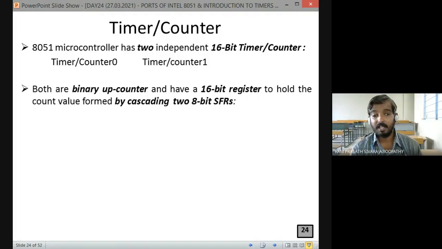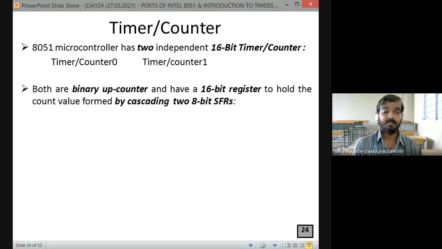Sir, can we configure timer bar counter 0 as timer and timer bar counter 1 as counter? Yes, you can do it. That's what we are speaking. Independent. ஒன்னத்த டைமர் ஆகும் இன்னொருத்த கவுண்டர் ஆகும் கான்ஃபிகர் பண்ண முடியும். Yes, it is possible. Okay, 16 bit. But physically நமக்கு 16 bit register இருக்கா SFR ல? What are the two register combinedly we call it as DPTR? Yes, DPL DPH, correct? Yes, very good.